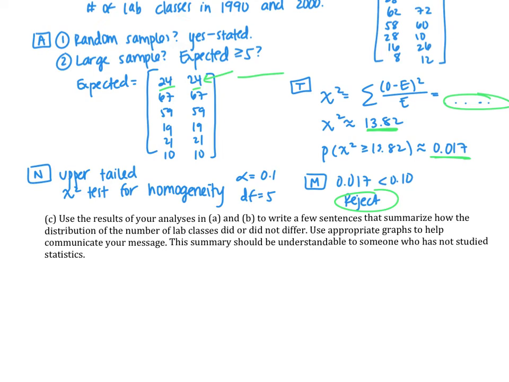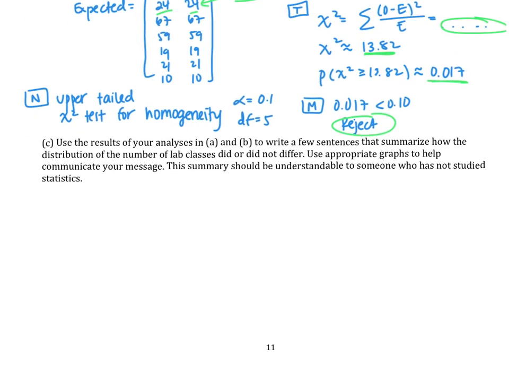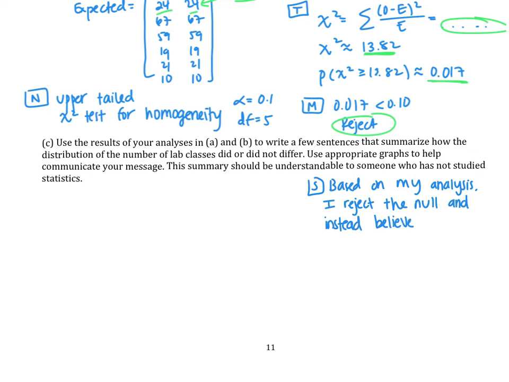Okay. I would like us to write the first sentence of the conclusion. We okay with that? Okay. Based on my analysis, I reject the null and instead believe the distribution of number of lab classes is different in 2000 than 1990. Different, or you could say the term has changed. And then the second sentence we've written a few times, so I'm not going to write that one.